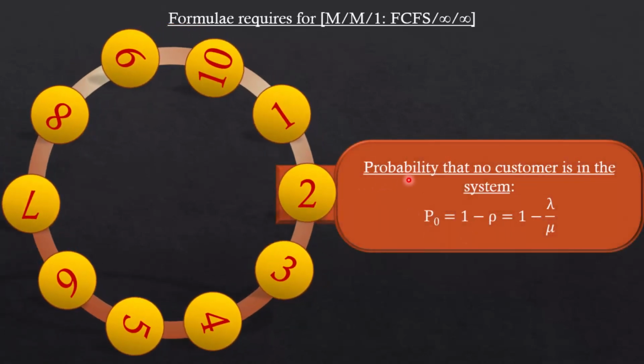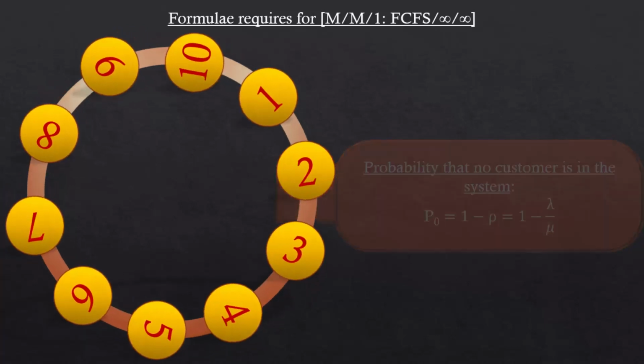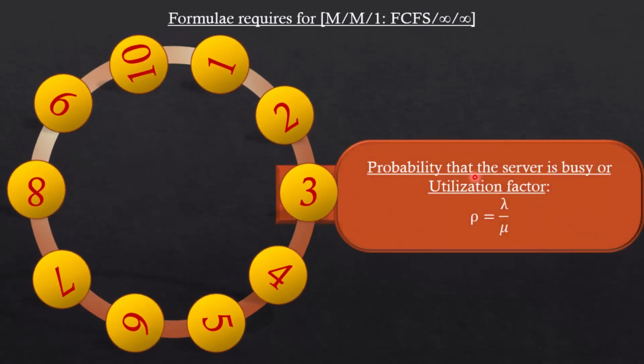The next formula is the probability that no customer is in the system. That means the probability of having zero customers in the system is given by 1 minus rho, or we can show it as 1 minus lambda by mu. Next is the probability that the server is busy, also known as the utilization factor, represented by rho, and rho is equal to lambda by mu.